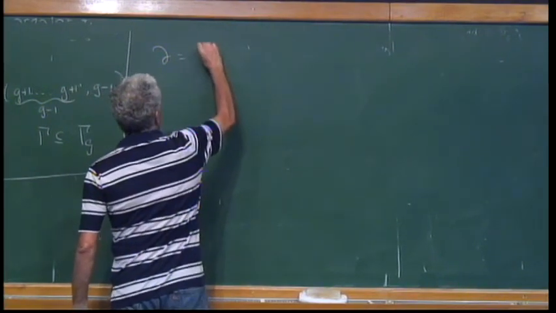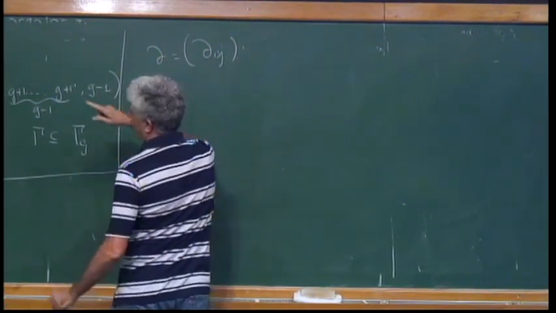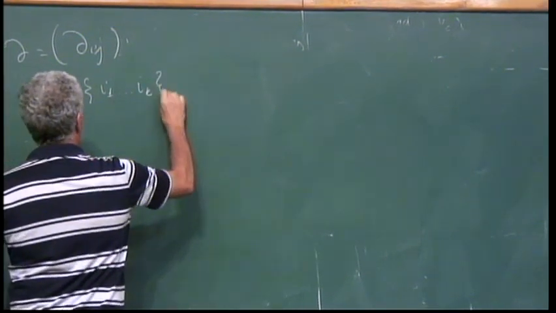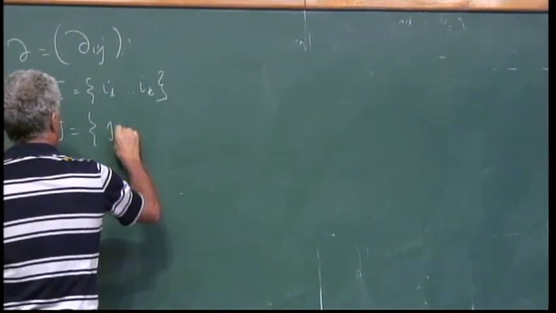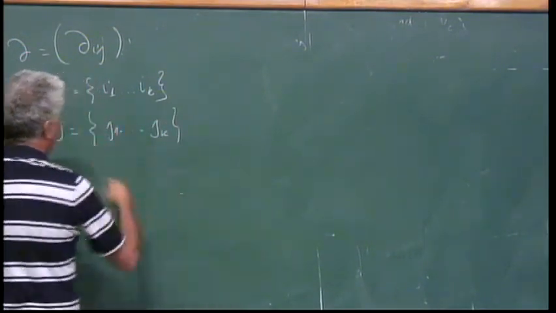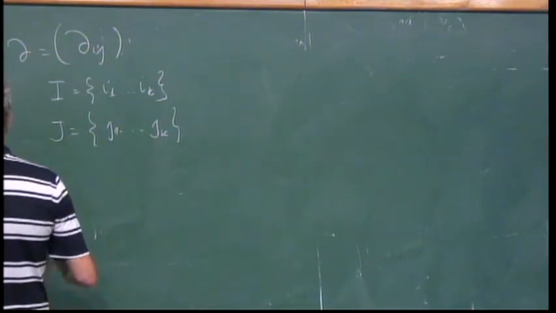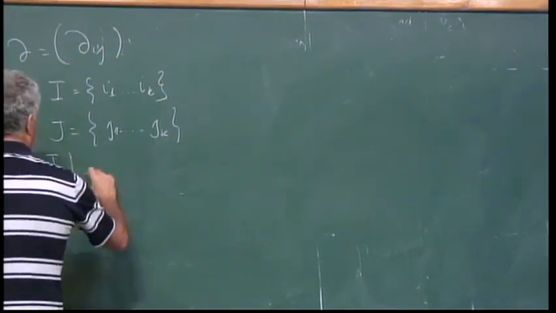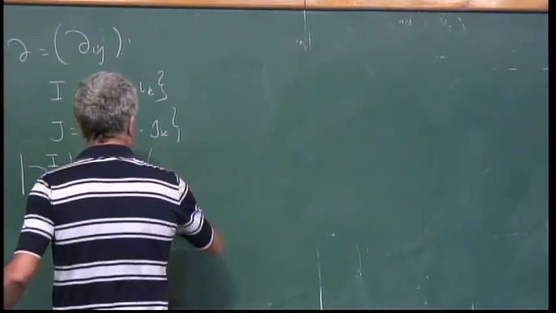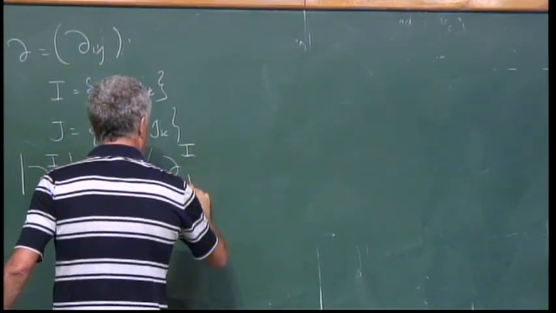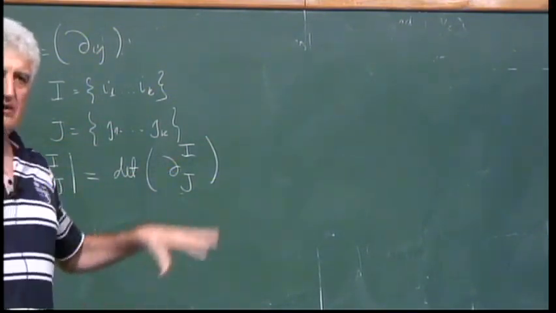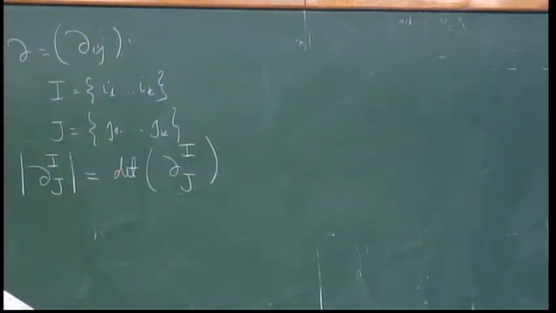So D is always the same, Dij is the operator that I defined at the beginning. And then let I equal I1 to Ik, J equal J1 to Jk. There are two multi-indexes. And then you can define delta Ij bar. This is just the determinant of Di, Dj. So I choose this column, this line for the matrix of differential operators, and consider the determinant. This is the differential operator that I want.